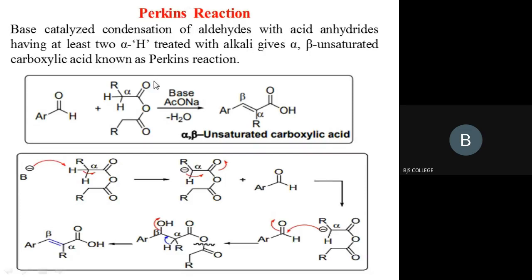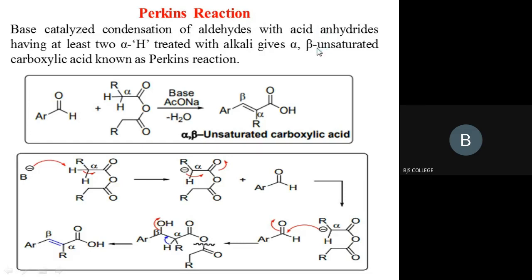For aldol condensation, we use 10% NaOH as a base. For Claisen condensation, sodium alkoxide, sodium methoxide are used as a base. Similarly, here in Perkin reaction also you need a base, and this reaction is between an aldehyde and an acid anhydride. They undergo condensation to form the product, that is, an alpha beta unsaturated carboxylic acid.